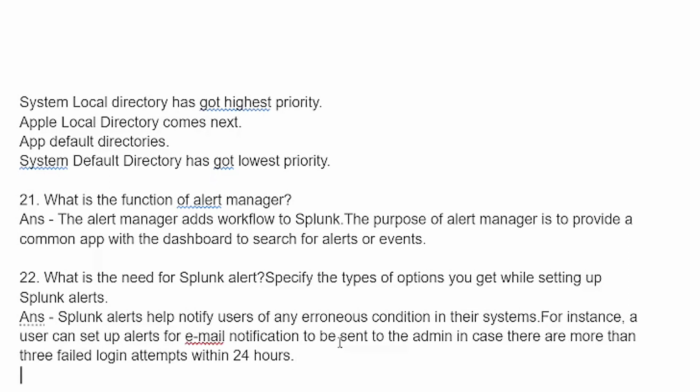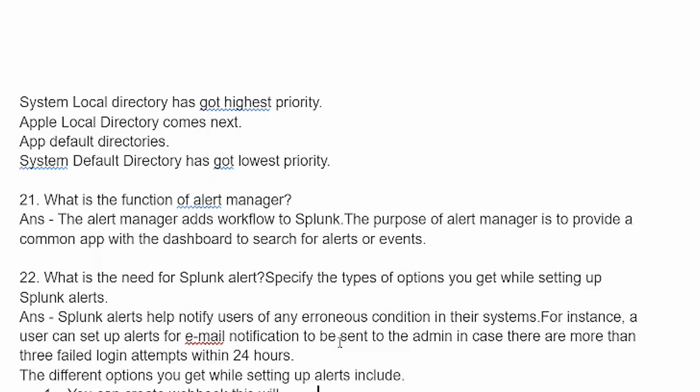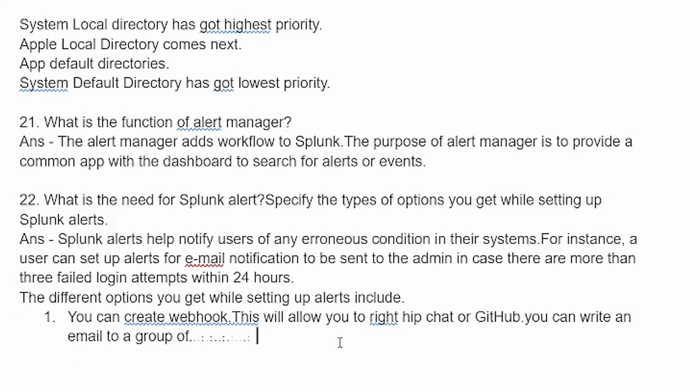The different options you get while setting up alerts include: you can create a webhook, which will allow you to write to HipChat or GitHub. You can write an email to a group of machines containing your subject, priorities, and the body of your email.